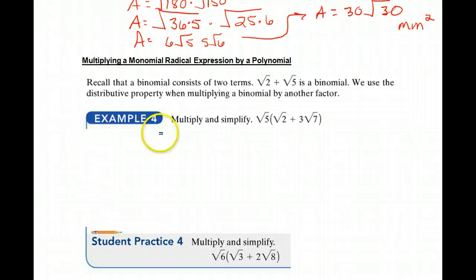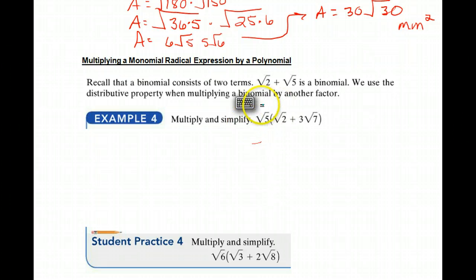If you look at example 4, we have to use the distributive property to simplify this example. We have the monomial root 5 that's being multiplied to the binomial square root 2 plus 3 times root 7. We're going to use all of the same properties and methods that we have learned previously to simplify this problem, and then integrate in what we have just learned about radical expressions. So let's take a look at how we'll do example 4.